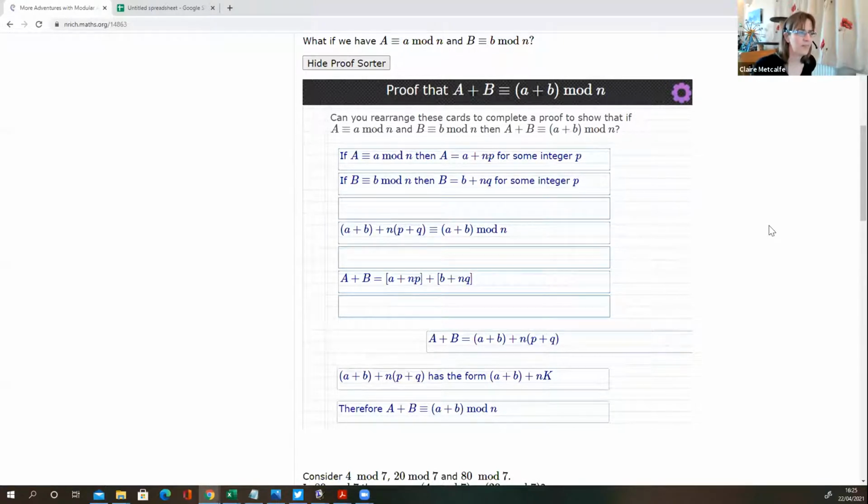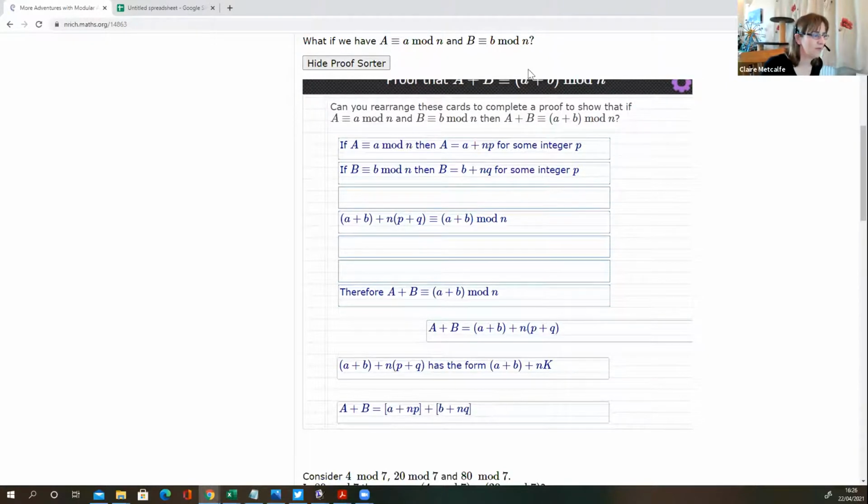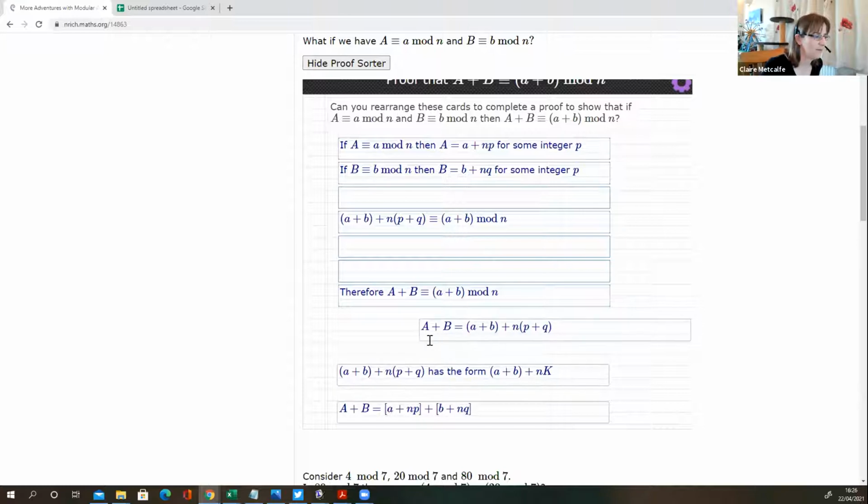Okay, before we do the middle bit, what is probably a good last statement? And there's a hint in the wording again. Yeah, we're trying to model correct use of mathematical language as well when we're creating these proof sorters. Okay, so we have some people who think therefore, so I'm going to try and move the rest of these out the way.